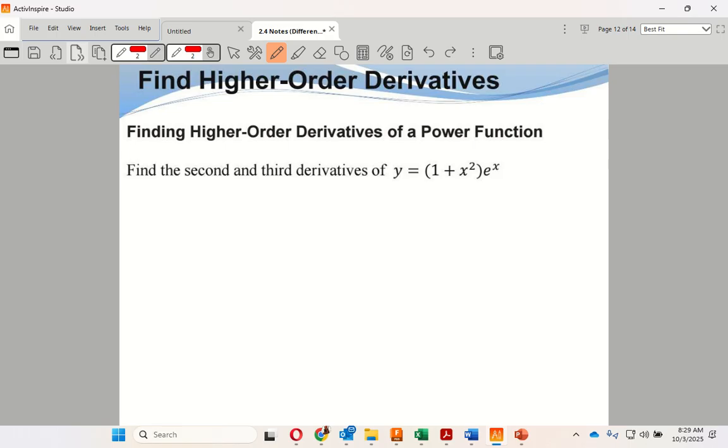All right, find the second and third derivatives of this. Now, what type of problem do I have here? Did you distribute? I could, but that's not what I'm looking for. What type of problem do I have here? What's happening here? Very good.